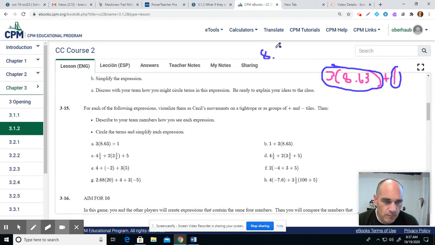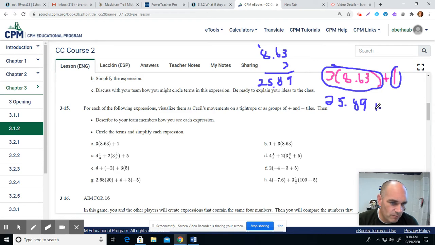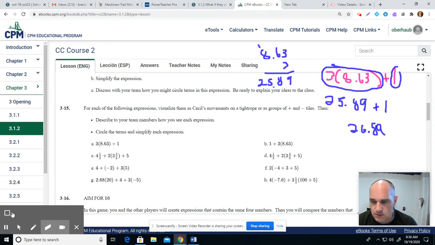So I need to multiply 8.63 times 3 gives me 9, 18, carry a 1, that's 24, that's 25. I have two decimal places, so this becomes 25.89. So this first term is done. And now I have my other term, which is plus 1. So now I can just combine these. 25.89 plus 1 is going to be 26.89 when I finish this. So this becomes 26.89.